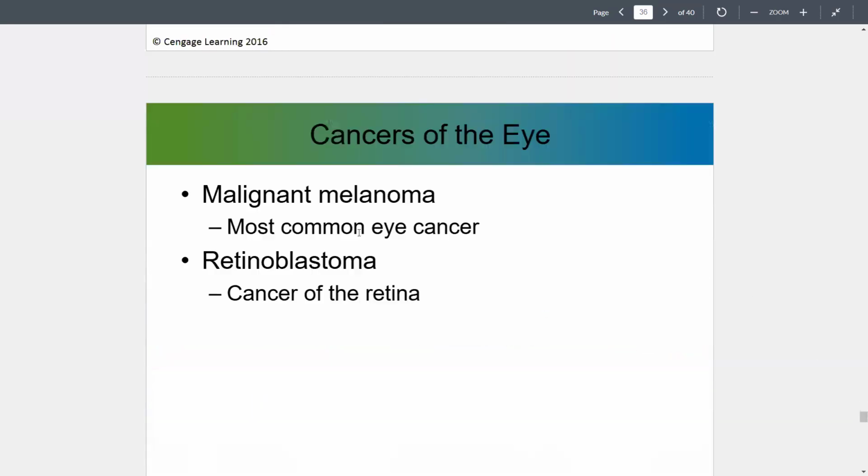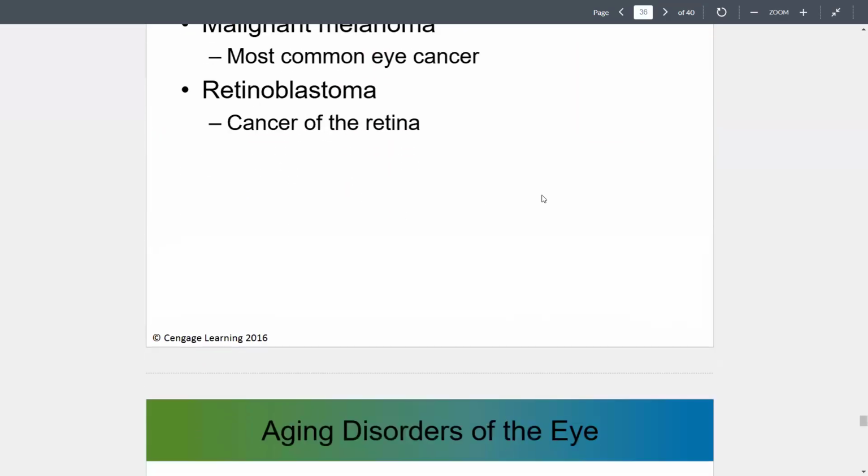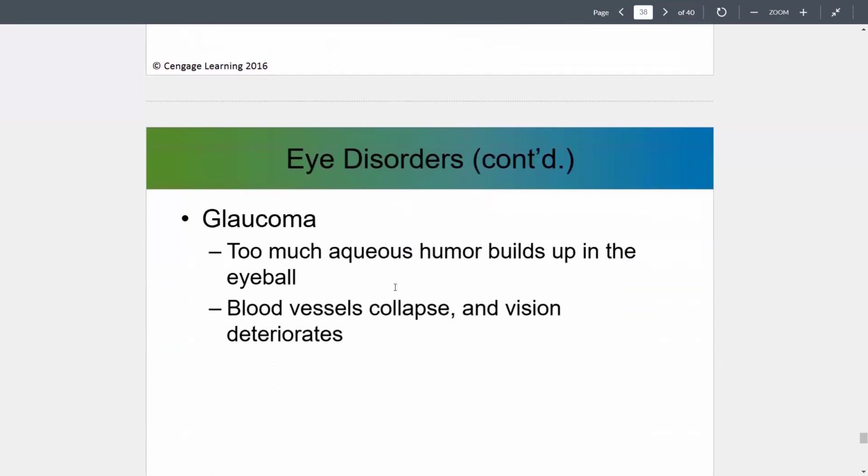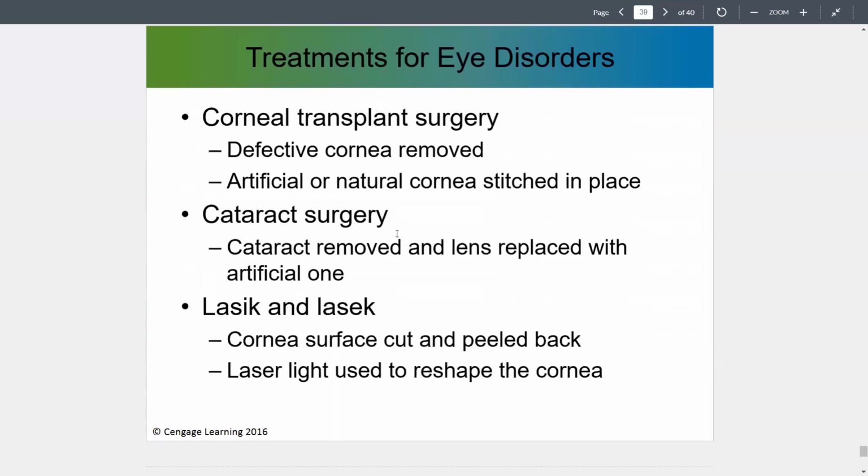You can also get eye cancer. There are two types of eye cancer. You can get cataracts. I just had cataract surgery in January, actually, and I'm not that old. That's where your lens becomes messed up and opaque and you can't see through it. And then they put a new lens in. And then macular degeneration is when your retina starts to break down. Glaucoma is when there's too much fluid in there and it's too high a pressure, so it can cause blood vessels to collapse.